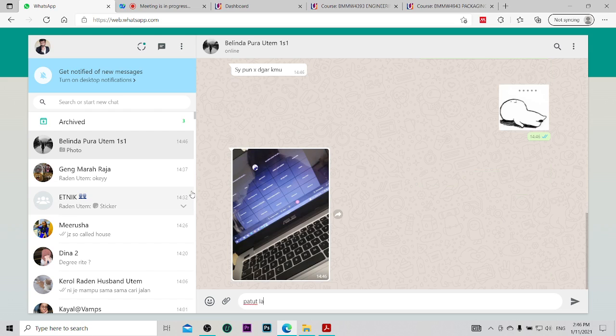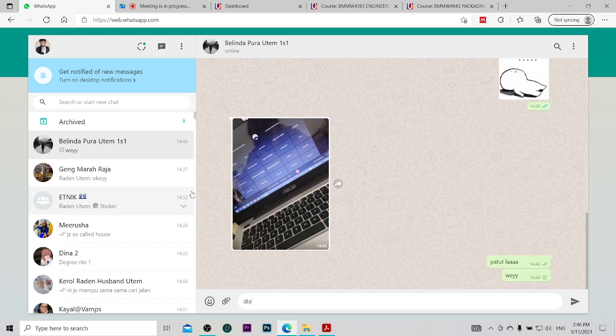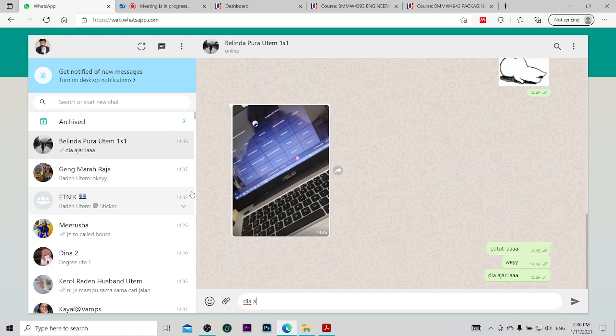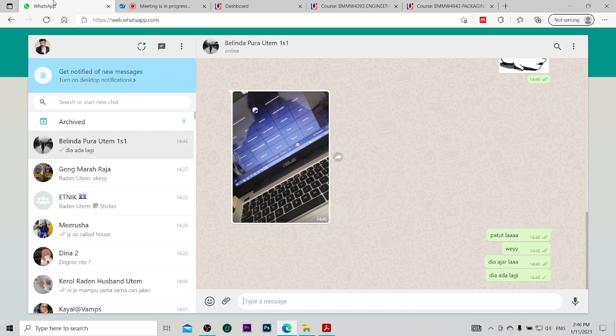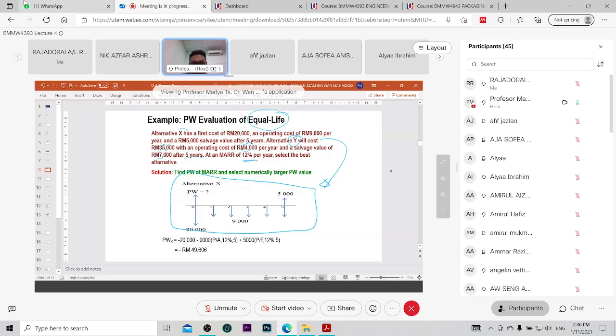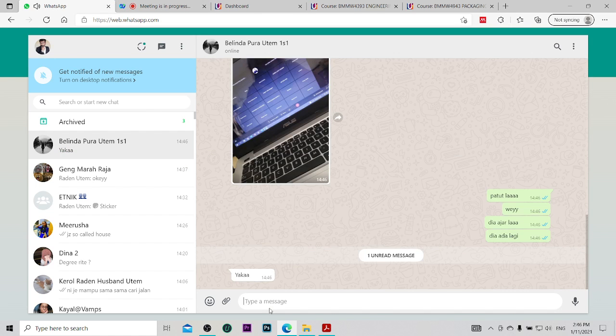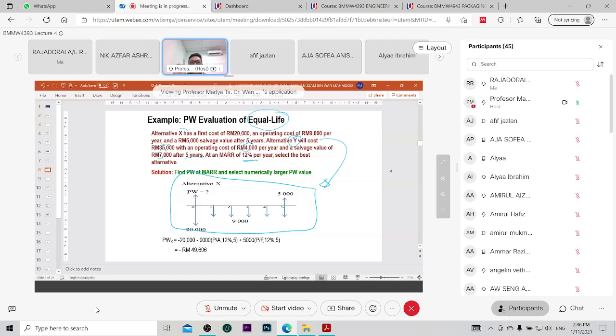Before you answer the question, I would suggest you draw this figure. Make sure you understand what is actually needed, and that all the given data have been considered. So here is PW, present worth. That's why we refer to P and P here. Because of equal life, we can use this formula.